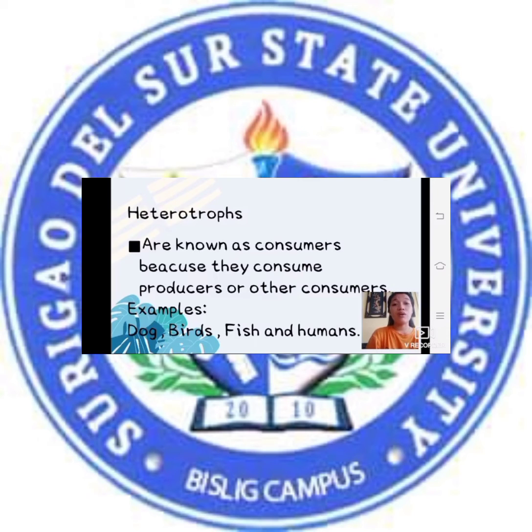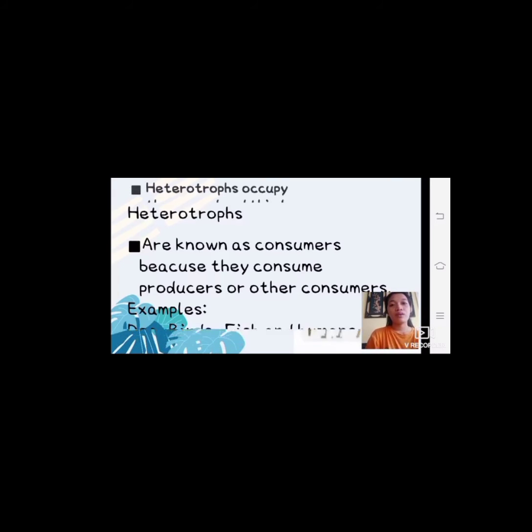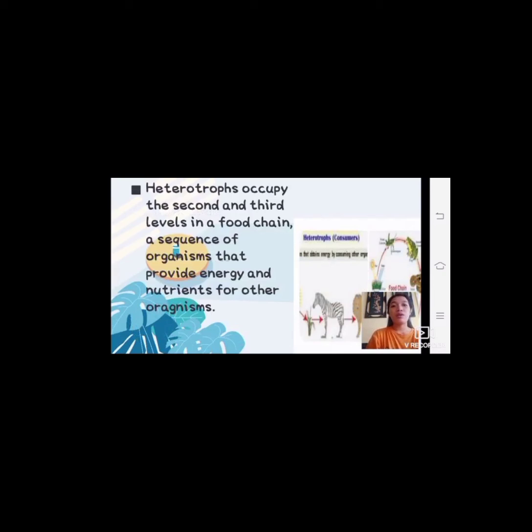Examples of these are dogs, birds, fish, and humans, like us, because we consume the food they produce. Like what we eat every day, which is the fruit of a plant that we turned into food. So we are called consumers. Heterotrophs also occupy the second and third levels in a food chain, a sequence of organisms that provide energy and nutrients for other organisms.